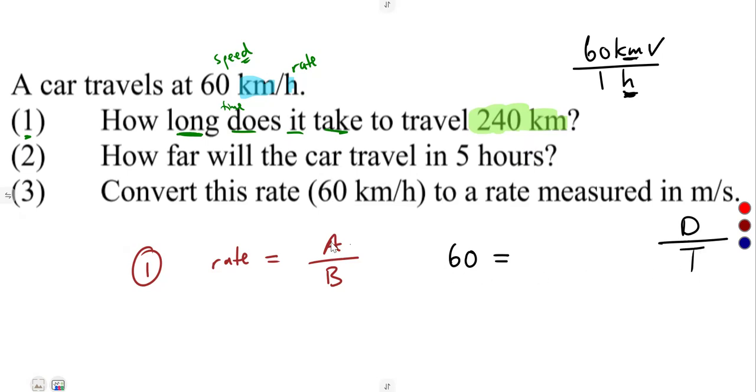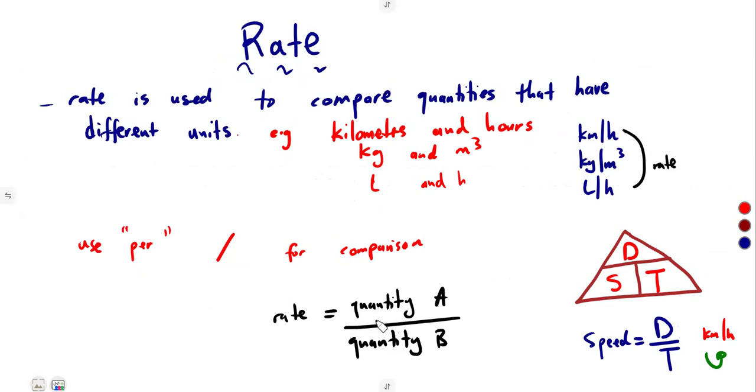The 60 that we see is quantity A over quantity B. So quantity A is the distance, and that is what you're given here. Distance, remember, is measured in kilometers. So 60 is equal to our distance, 240 kilometers, over the time. How long? What you are supposed to calculate. What is the time? You do not know, so you can just put T there. So it's like solve for T. When you are using the rate concept, you can answer this question like that.